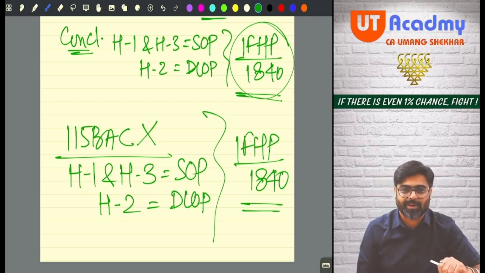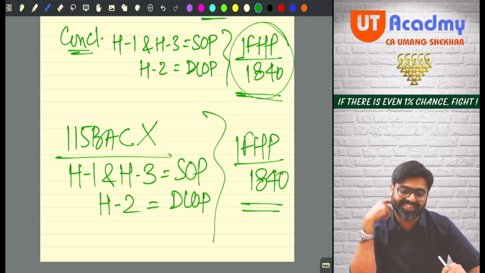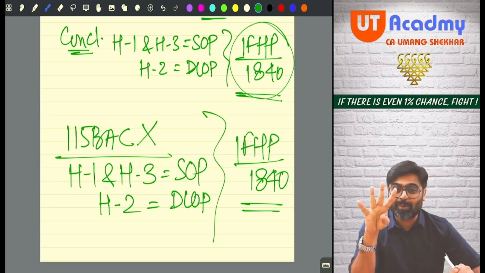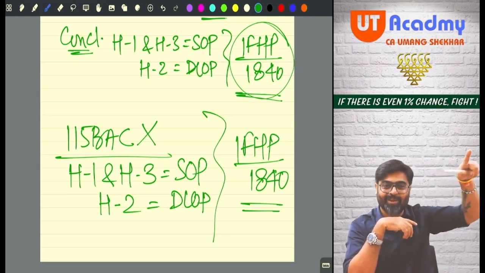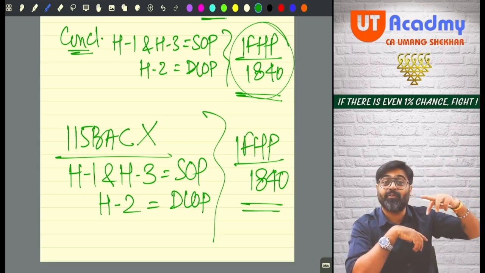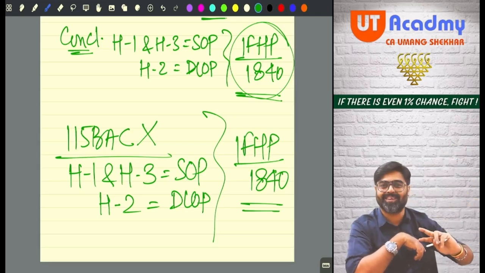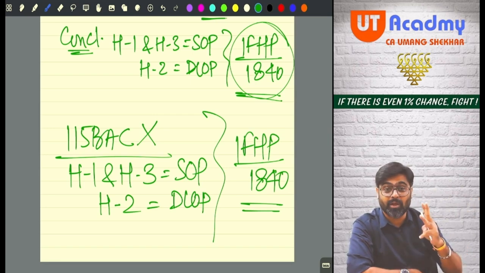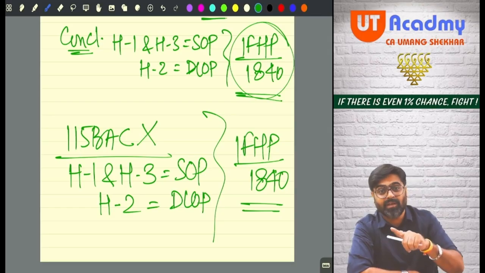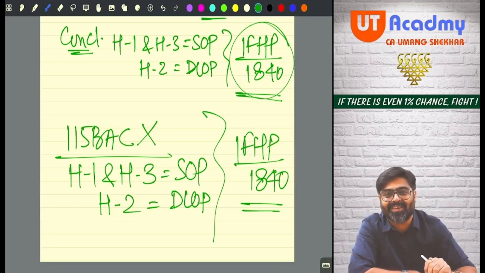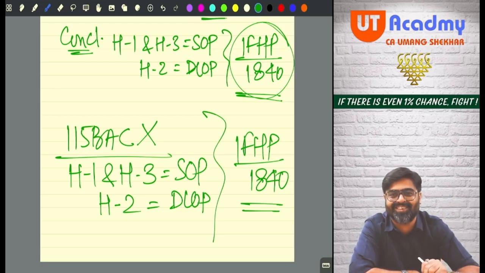How was this question? Come on, tell me. Nice, no? 3 times calculations. What if 4 properties are given? So now all the 4 properties DLOP, all the 4 properties SOP, 115 BSE, no 115 BSE. Then there will not be 3 options, there will be 4 options. First option, house 1, house 2 SOP, then 3 and 4 will become DLOP. Likewise, you will have to make the combinations.